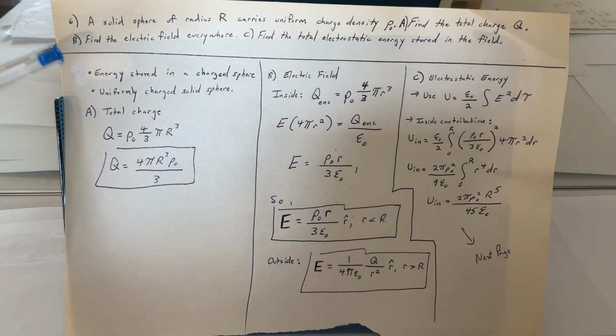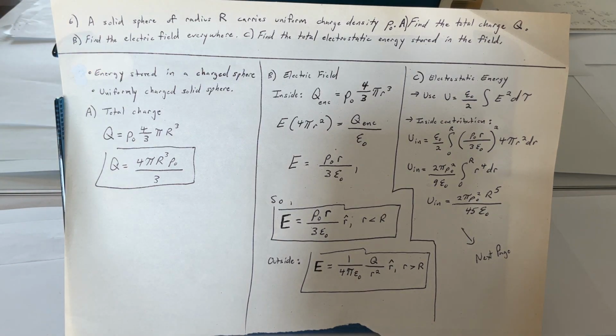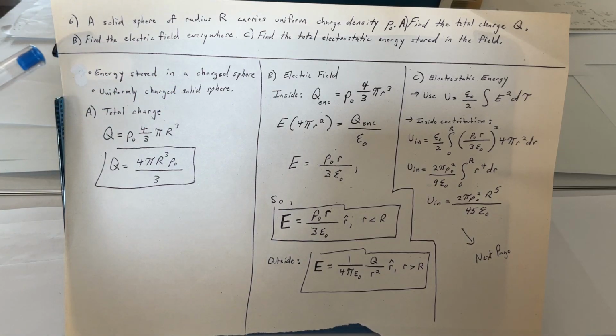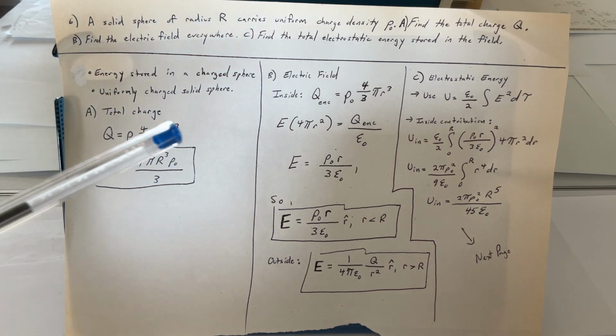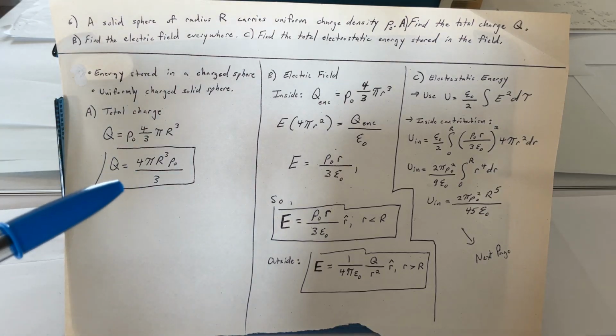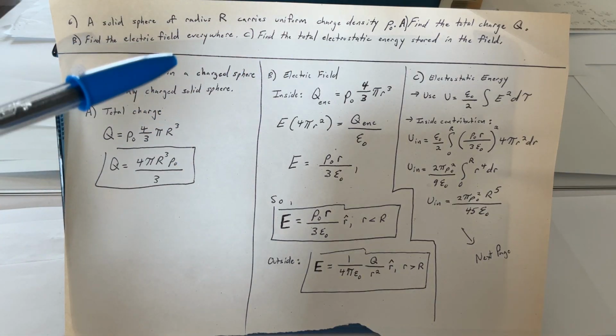What we could do, energy stored in a charged sphere. Uniformly charged solid sphere is what we have. Total charge is going to be Q equals rho naught times 4/3 pi capital R cubed, the volume of a sphere. Part B, find the electric field everywhere.